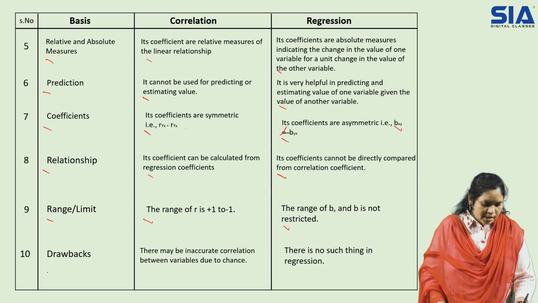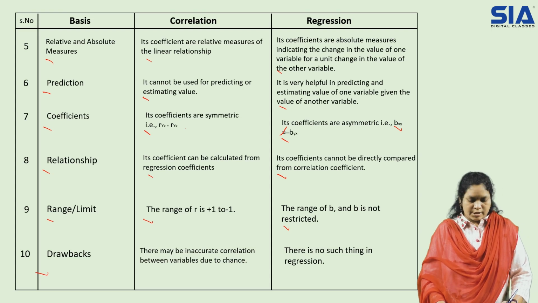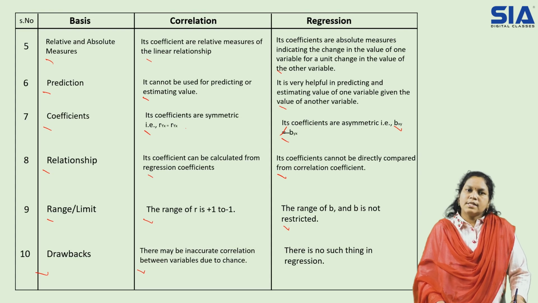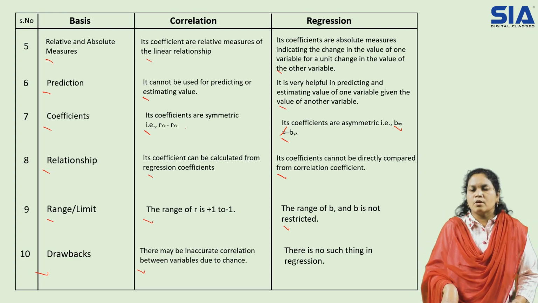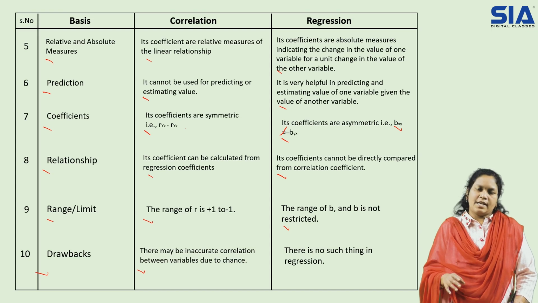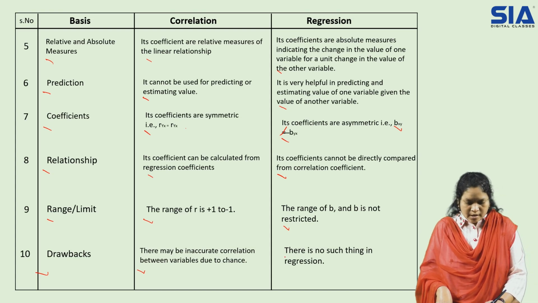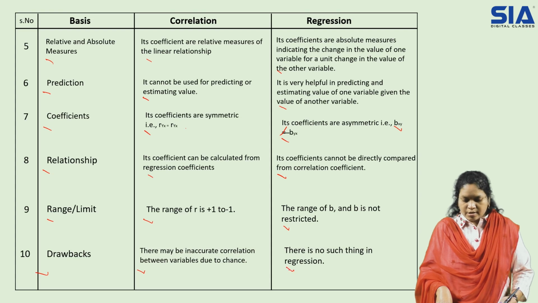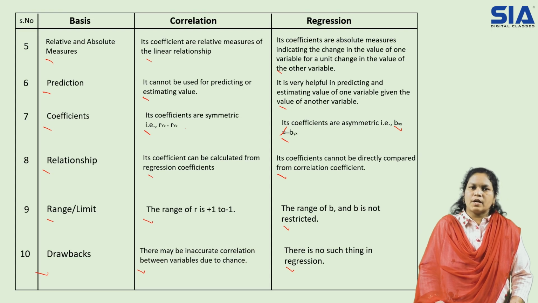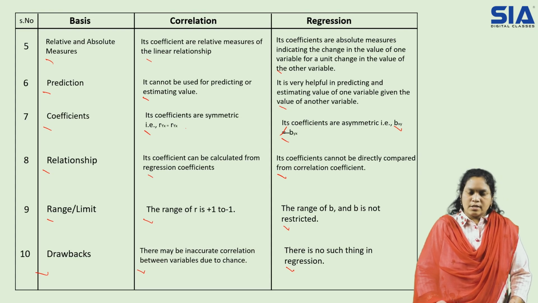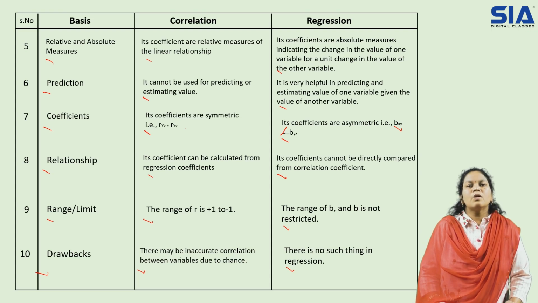The last point, the tenth point, drawbacks. What are the drawbacks? Let us check for correlation. There may be inaccurate correlation between variables due to chance, meaning wrong information by chance, or sometimes we cannot justify how they are ranging. How the correlation goes exactly, we can't identify. That is one drawback for correlation. For regression, there is no such thing. Whatever information we have, we utilize it to find our answers, so incorrectness is not restricted here. That's the difference between correlation and regression.